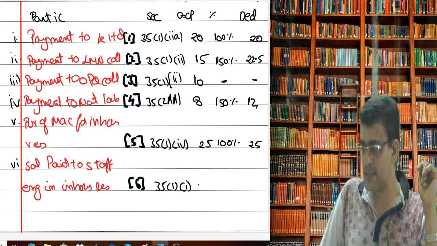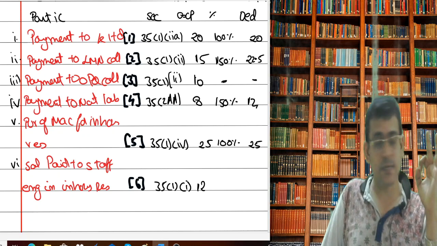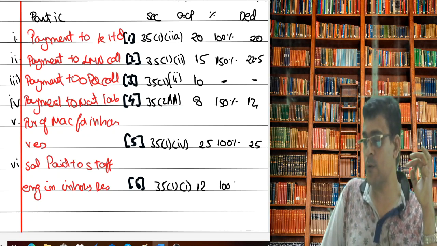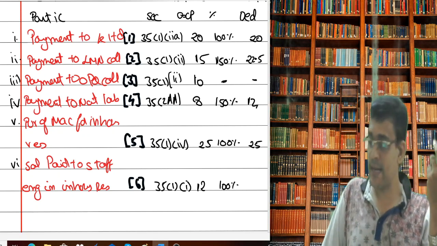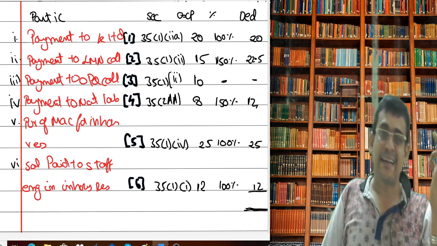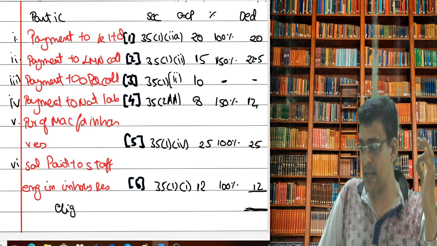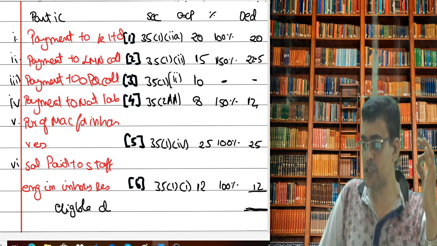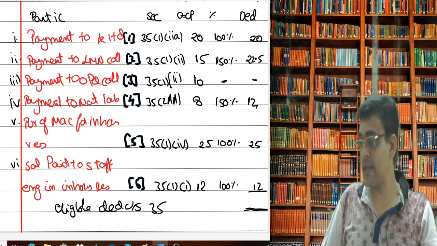What is the salaries paid? Salaries paid by him is coming to 12 lakhs. What this section says, 100% of the revenue expenditure incurred will be allowed as deduction. What is the 100% coming to? 12 lakhs into 100% is coming to 12 lakhs. So this total of this is nothing but your total deduction. So eligible deduction under section 35, this is the total eligible deduction.